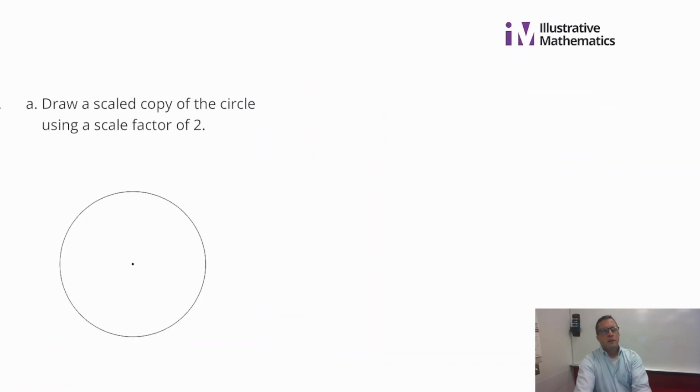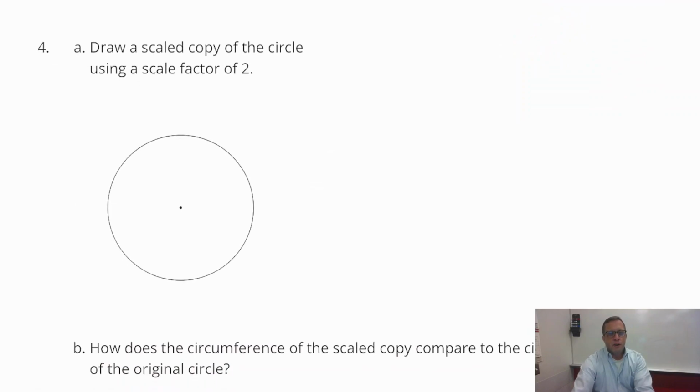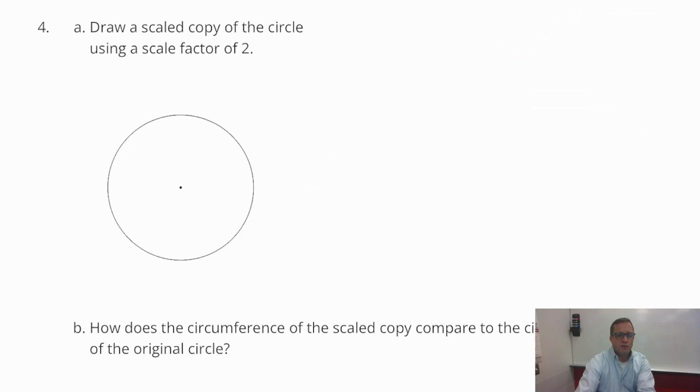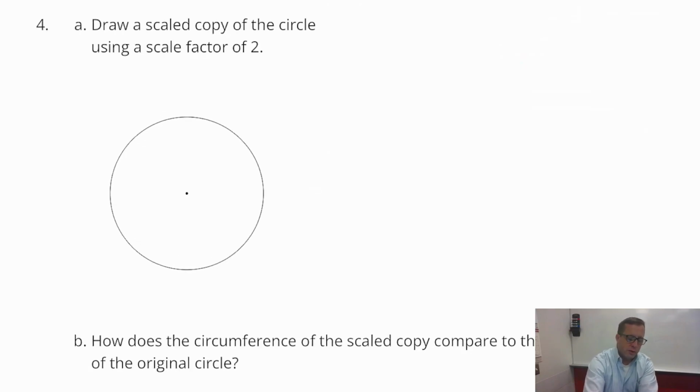All right. Part A for number 4, draw a scaled copy of the circle using a scale factor of 2. So that means we want to double it. So everything about this circle, well, at least the dimensions of it, the radius and this diameter, are going to be twice what they were before.